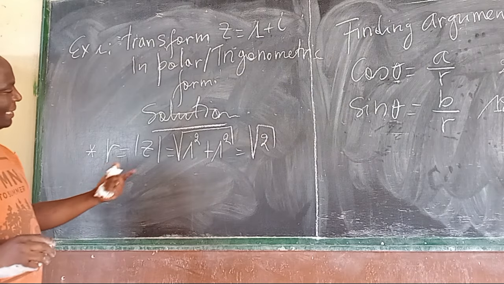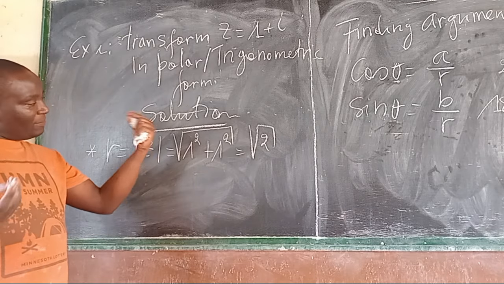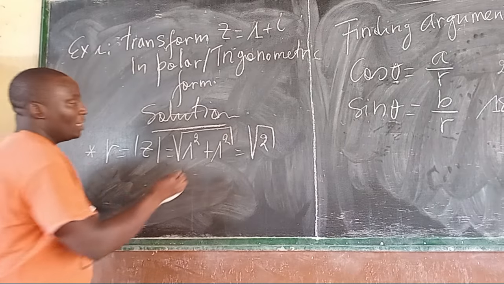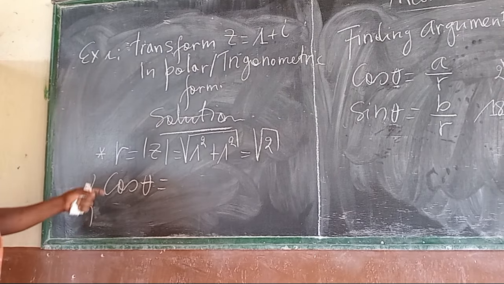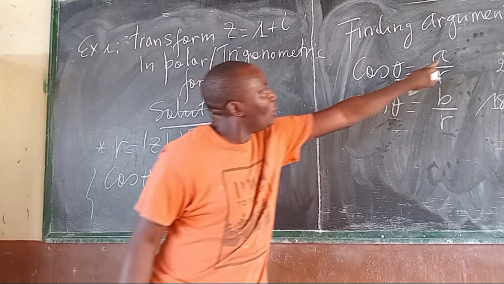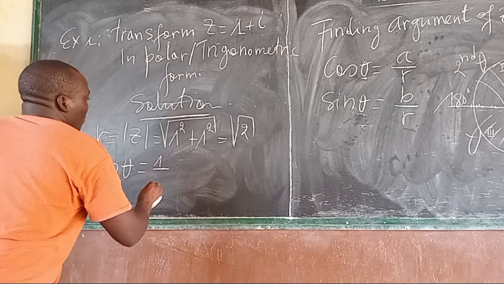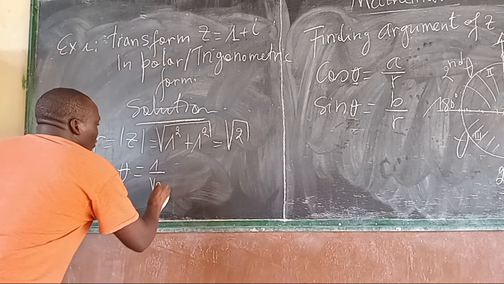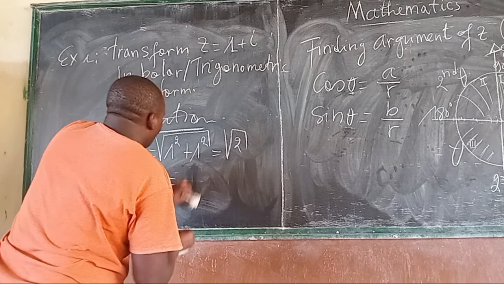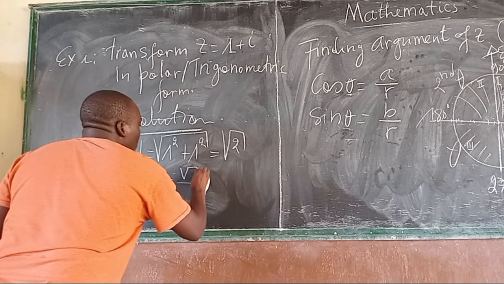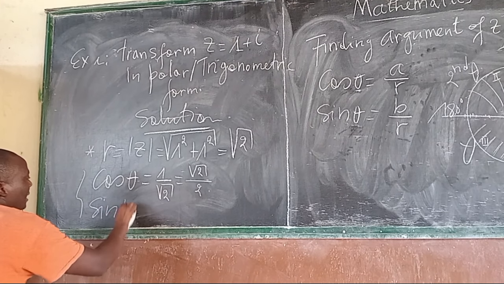After getting the modulus of my given complex number, it becomes very simple and easy to get the value of cosine. Cosine of an angle theta is the real part out of the radius. The real part is 1, out of the modulus, the square root of 2, the same as 2 over the square root of 2 over 2. Here you use a conjugate, square root of 2 over 2. Then how to get sine of an angle theta? This value.